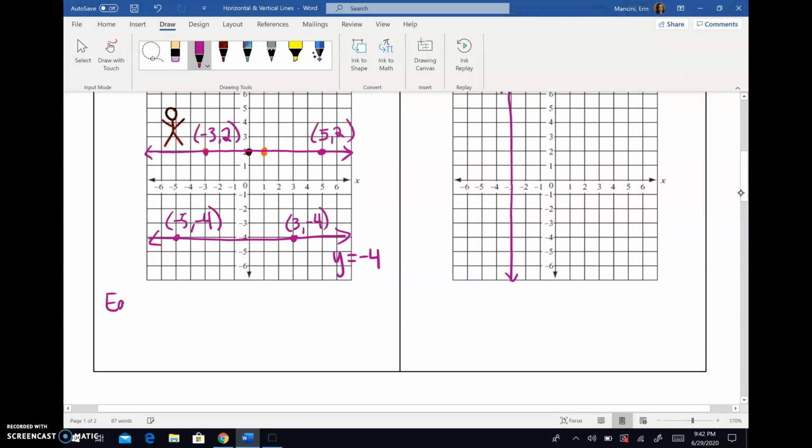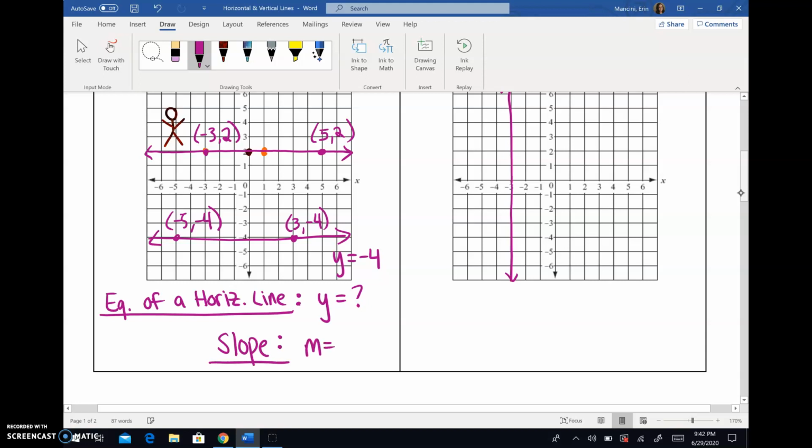So the equation of a horizontal line, make sure you write this down, because this will always be true. I'm abbreviating. Equation of a horizontal line is always going to be y equals some number. I'm just going to use the number sign, not the hashtag. Or y always equals some unknown number. It could be like y equals question mark, whatever that number that y always is. Okay, so the equation of a horizontal line is always going to be y equals a number. The slope of a horizontal line is always going to be 0.